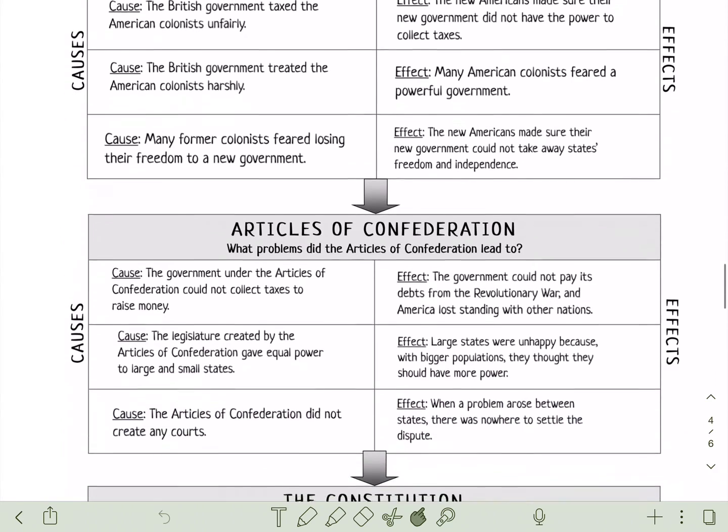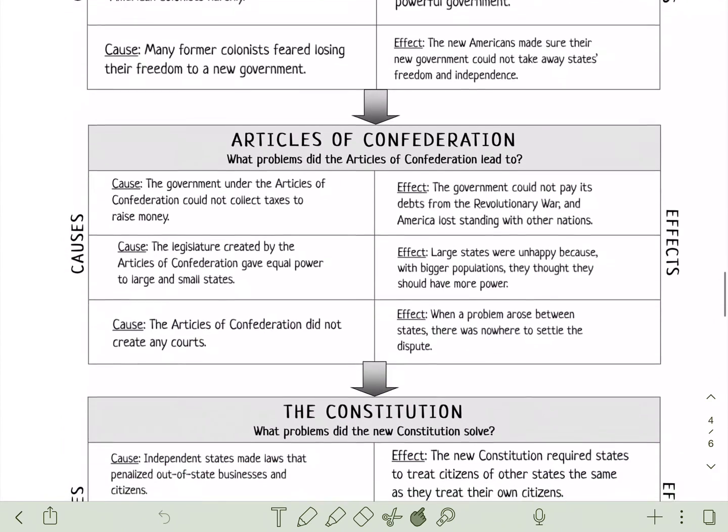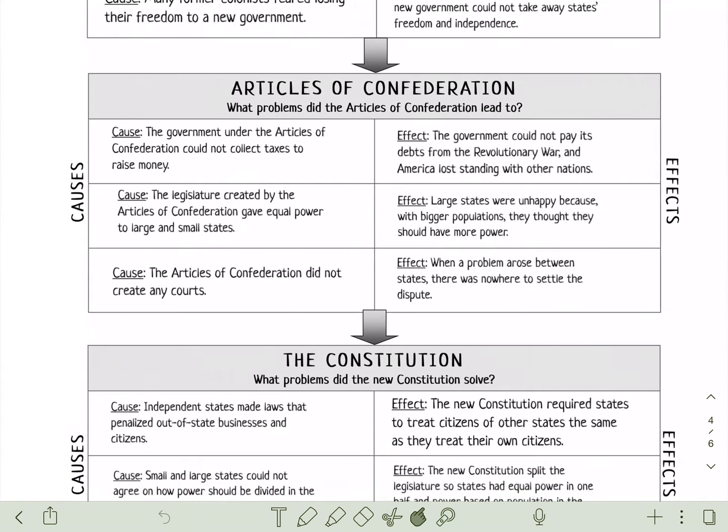The next two parts, the Articles of Confederation and the Constitution, the key here is to pay attention to the question under each header. So, under the Articles of Confederation, it says, what problems did the Articles of Confederation lead to? So, what you're looking for here are issues that the Articles of Confederation caused. And since we've talked about the Articles of Confederation a good bit this week, hopefully these should be relatively straightforward as well.